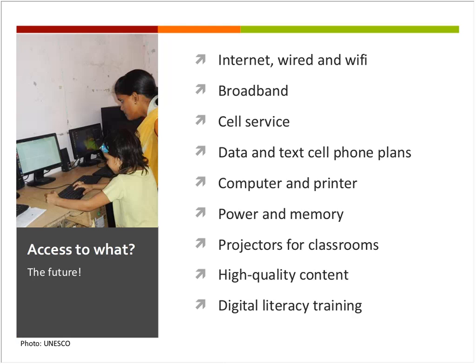There's internet, meaning wired and Wi-Fi, broadband, cell service. We have data and text cell phone plans, and unlimited data and text plans can open a new world of exploration without concern for overages. We have computer and printer. Some public access terminals, though, are not connected to a printer, so students can't leave with an artifact or a document. There's power and memory.